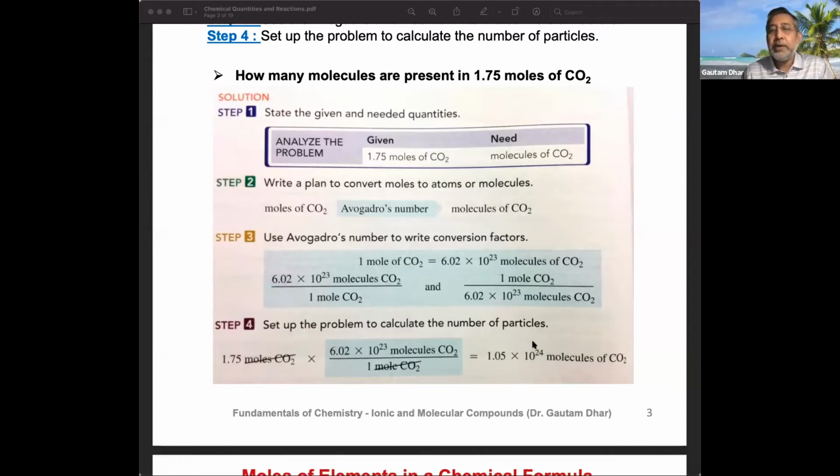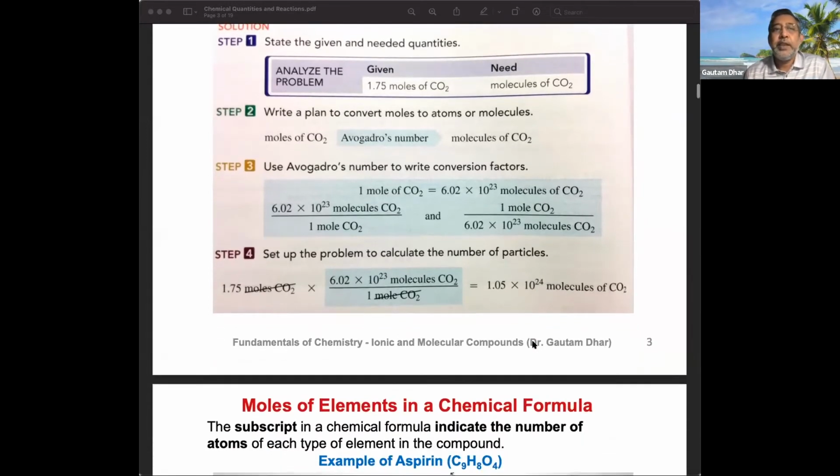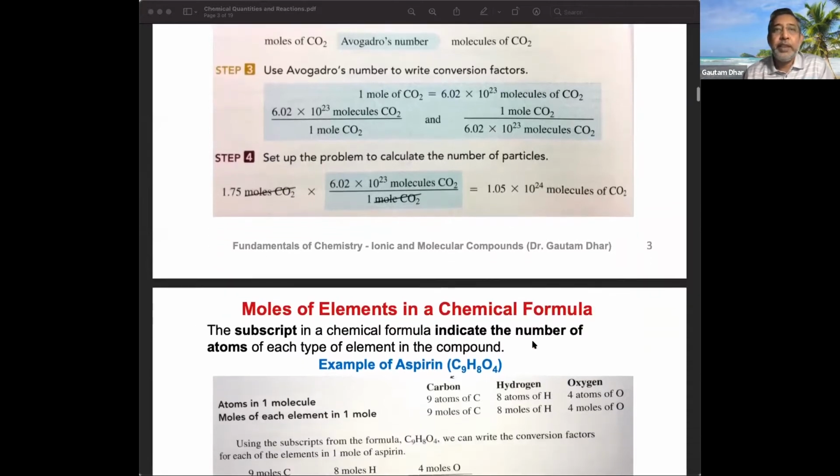So basically you are doing a similar thing to what we learned in the measurement chapter, the use of conversion factors. And we are just going to use that for this chapter. But this is for counting molecules. That's the difference. There we were doing measurement.